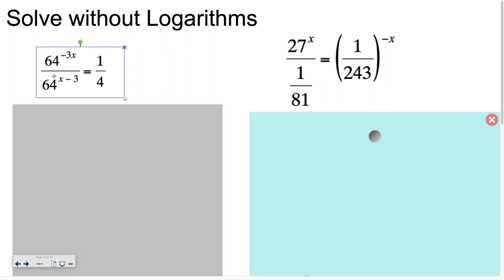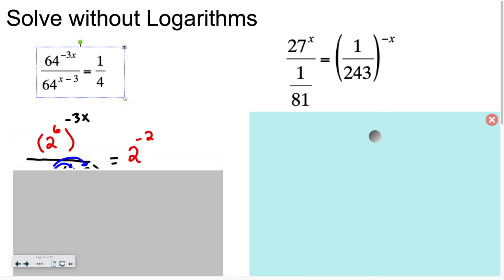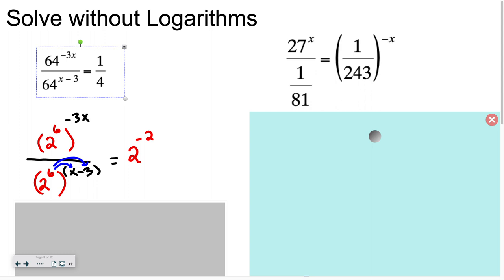So we're going to write both of the 64s and the 1/4 in base 2. 64 is 2 to the 6th, and 1/4 is 2 to the negative 2nd. All right, so I'm going to do that now. Okay, so the 64 was manipulated here in red, and then 1/4 was manipulated there. And we're going to now work with our exponent properties, right?